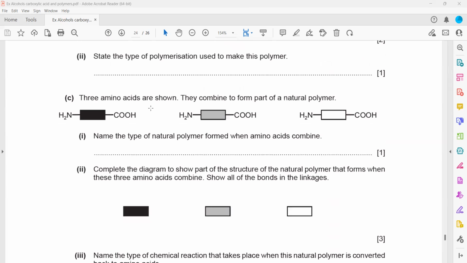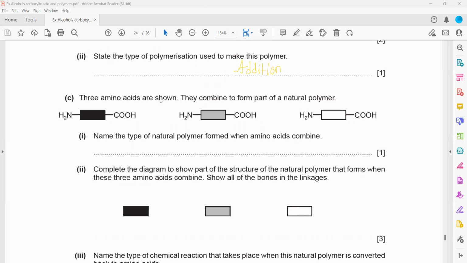State the type of polymerization used to make this polymer. Addition. So this is addition polymerization, because it is a monomer with 2 carbons, the equivalent unsaturated monomer.